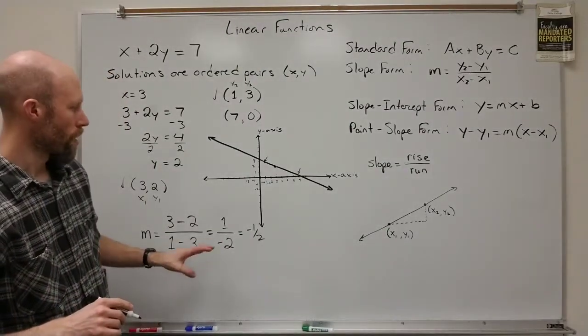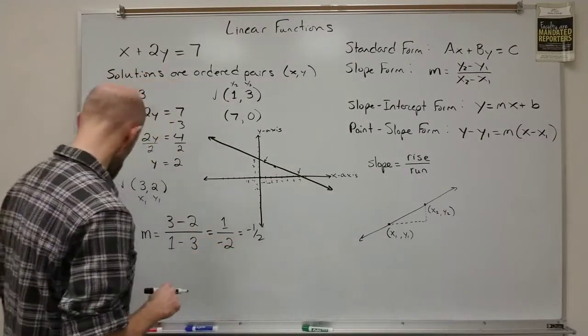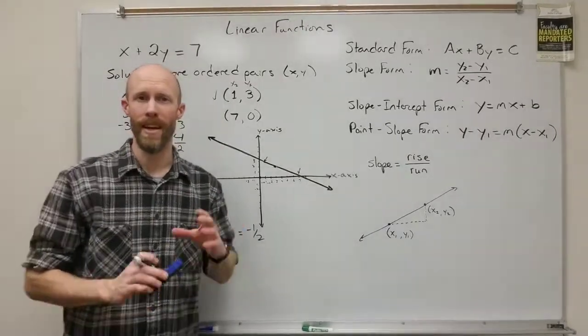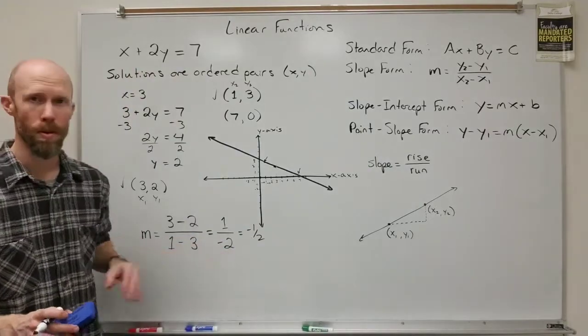All right, so now we can put this together, and we can do this for any pair of points on any line. You can get the slope using this formula.